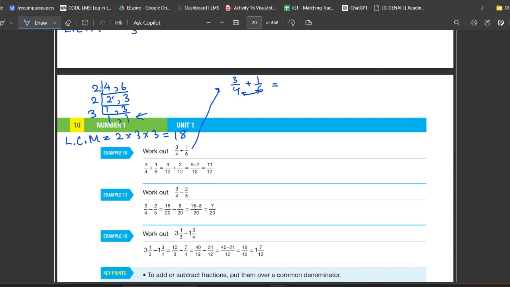4, 6 is divided by 2, we get 2 and 3, divide again by 2, sorry, I wrote it wrong. So 4 times 3 is 12, sorry. And now we have to make this into 12, so we multiply by 3, both numerator and denominator. This one will be multiplied by 2, both numerator and denominator. So 9 over 12 plus 2 over 12. So that's 11 over 12. So that's the answer.